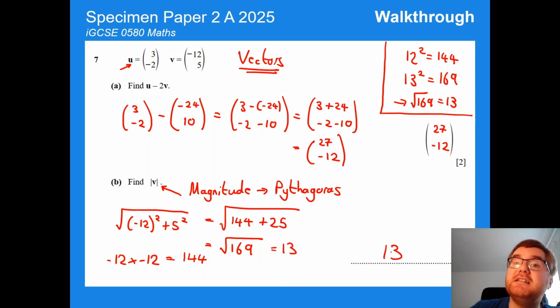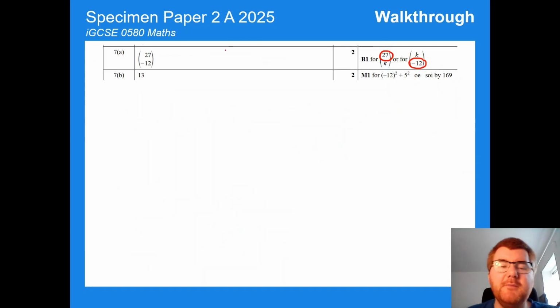And for a non-calculator paper, they have to make the numbers nice so it works. If you're getting something that's kind of strange, like the square root of 110, you know something's gone wrong, go back and check your working. So those are the 2 marks at each of those questions, 27 minus 12 and 13.